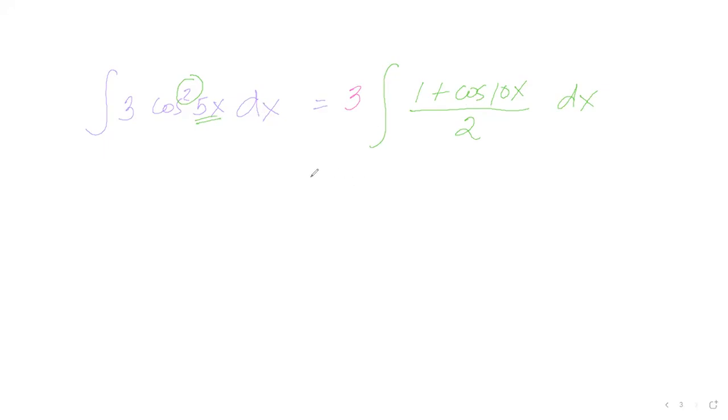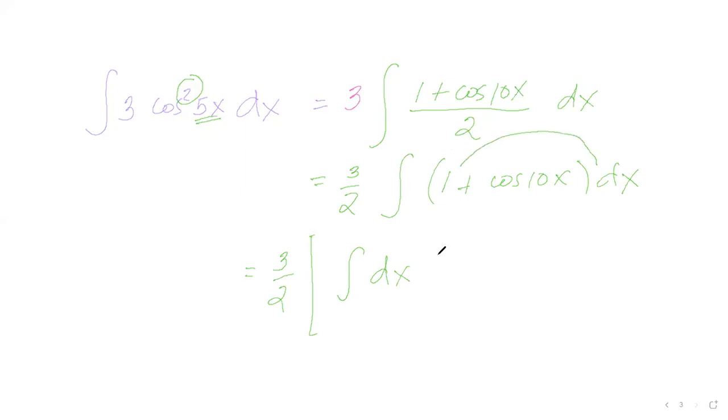So what you do, you place 3 halves outside, and you will have the integral of 1 plus cosine of 10x dx. What's next? You just have to distribute the process of integration. So you will have 3 halves multiplied to two integrals. One is just dx, and the other one is the integral of cosine of 10x dx.